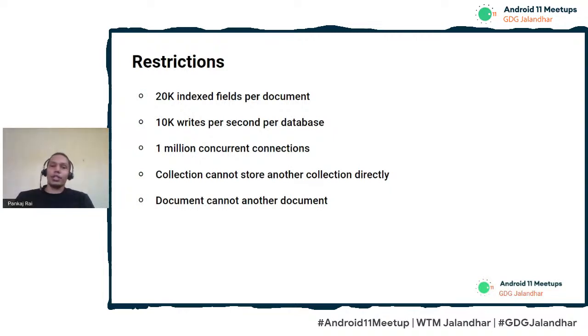And a collection cannot store a collection. It's like an odd-even pair where a collection should store documents, then a document can again store collections, which can again store documents. But it cannot be the case of a collection storing another collection or a document storing another document. That's not possible.